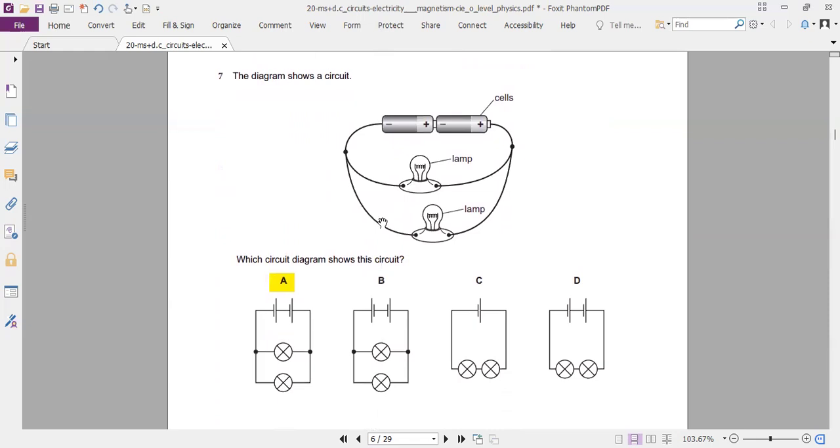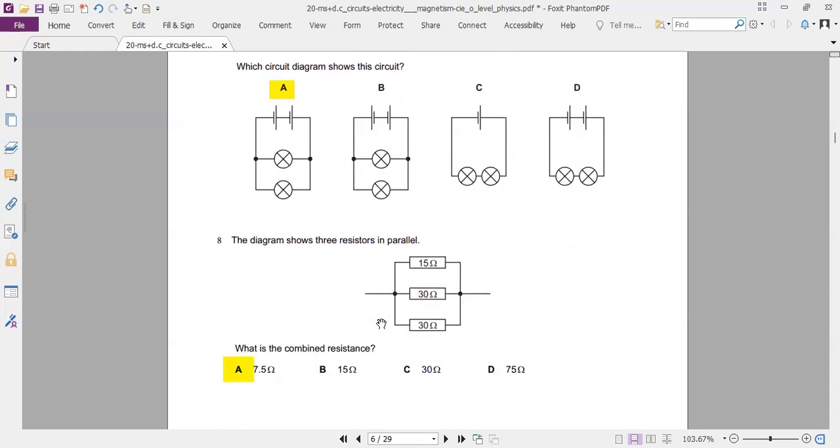Which circuit resembles this arrangement? So we have lamps, 2 light bulbs, and 2 batteries. Why is this one wrong? Yes, the lamps are correct, but look at the batteries. They're put the wrong way, facing each other.